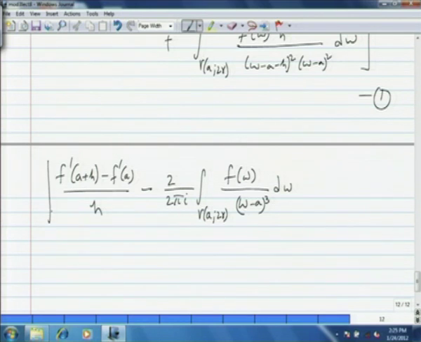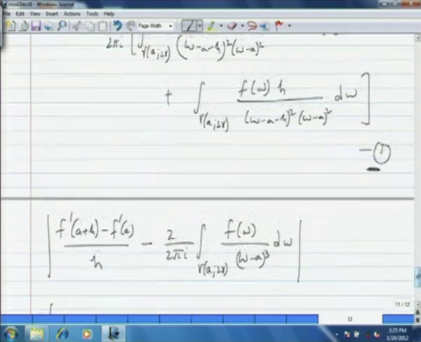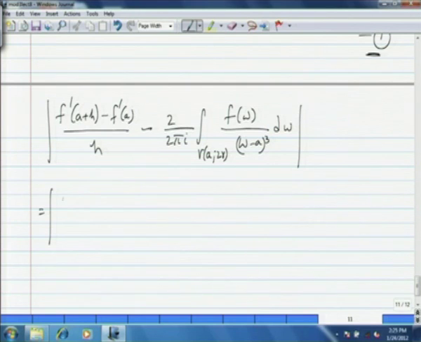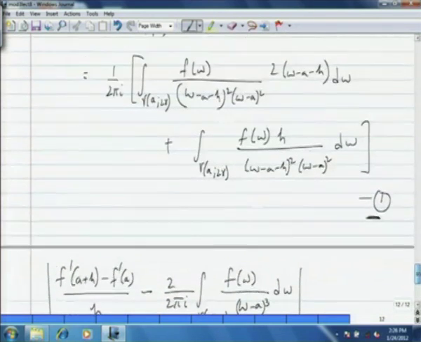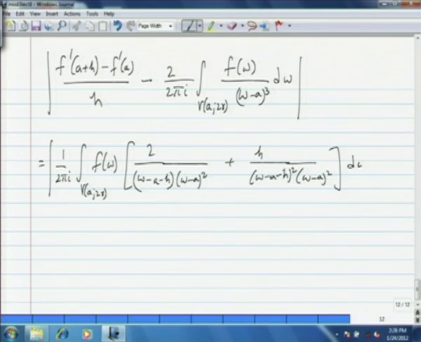So, the modulus of this difference is equal to the modulus of, for the first expression I will use this expression 1, and say that it is 1 by 2 pi i times the integral over gamma a to r of f of w times 2 by (w minus a minus h) times (w minus a) squared, plus h divided by (w minus a minus h) squared times (w minus a) squared, dw.